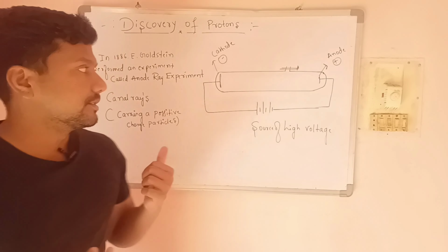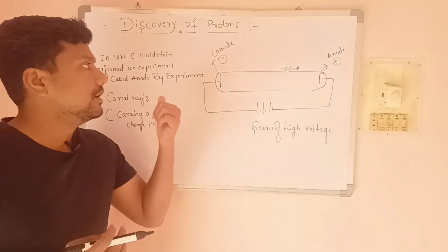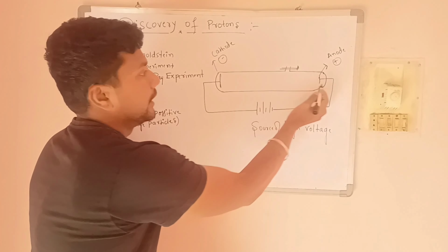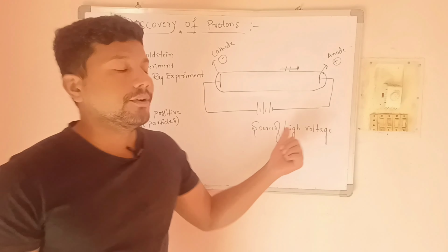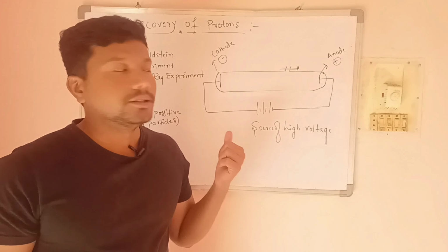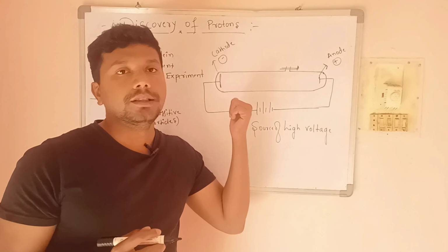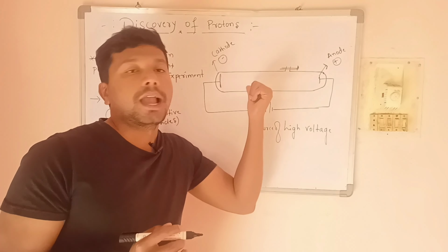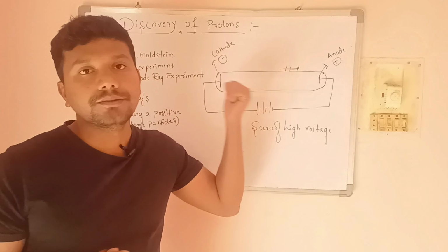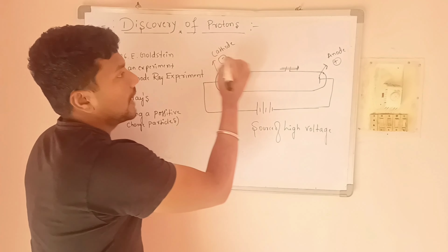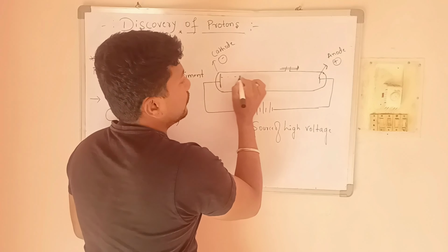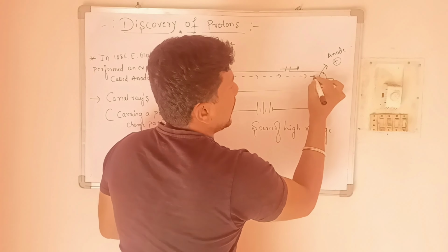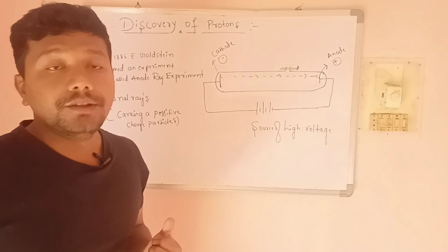In that experiment, he took a glass tube and placed two electrodes, and connected them to a source of high voltage. He filled the tube with a gas at low pressure, and he observed that the particles started to move from the cathode to the anode.